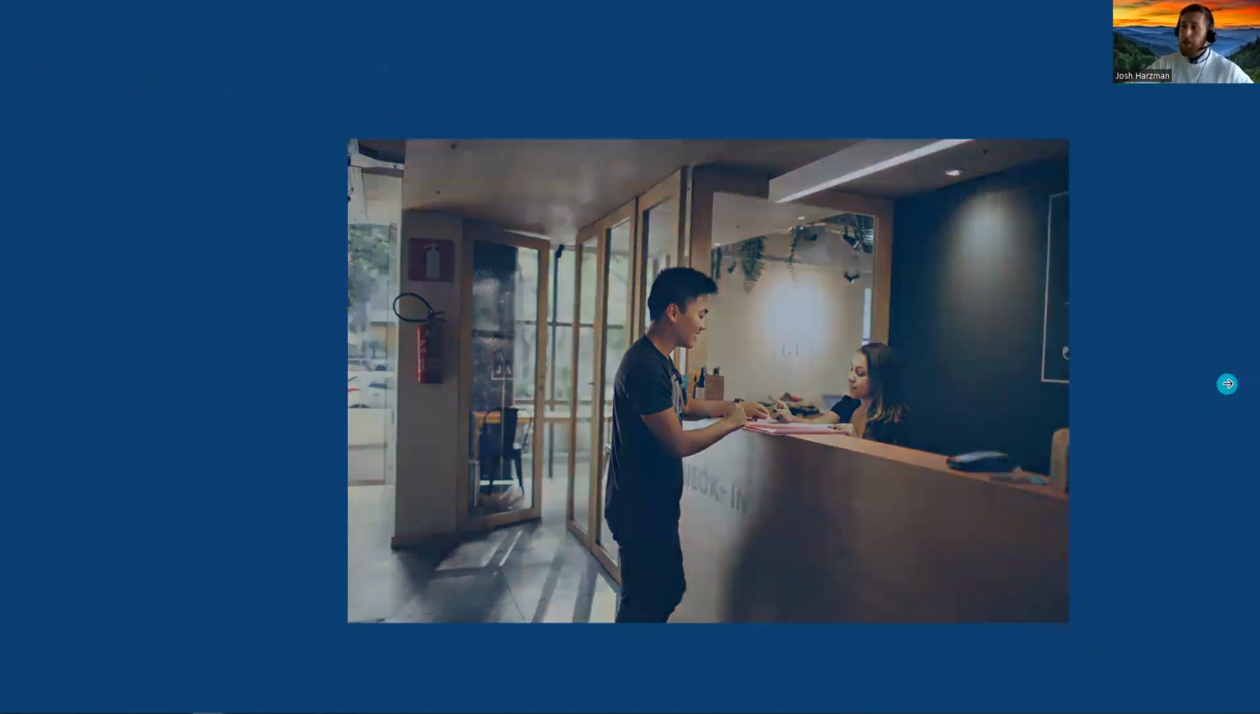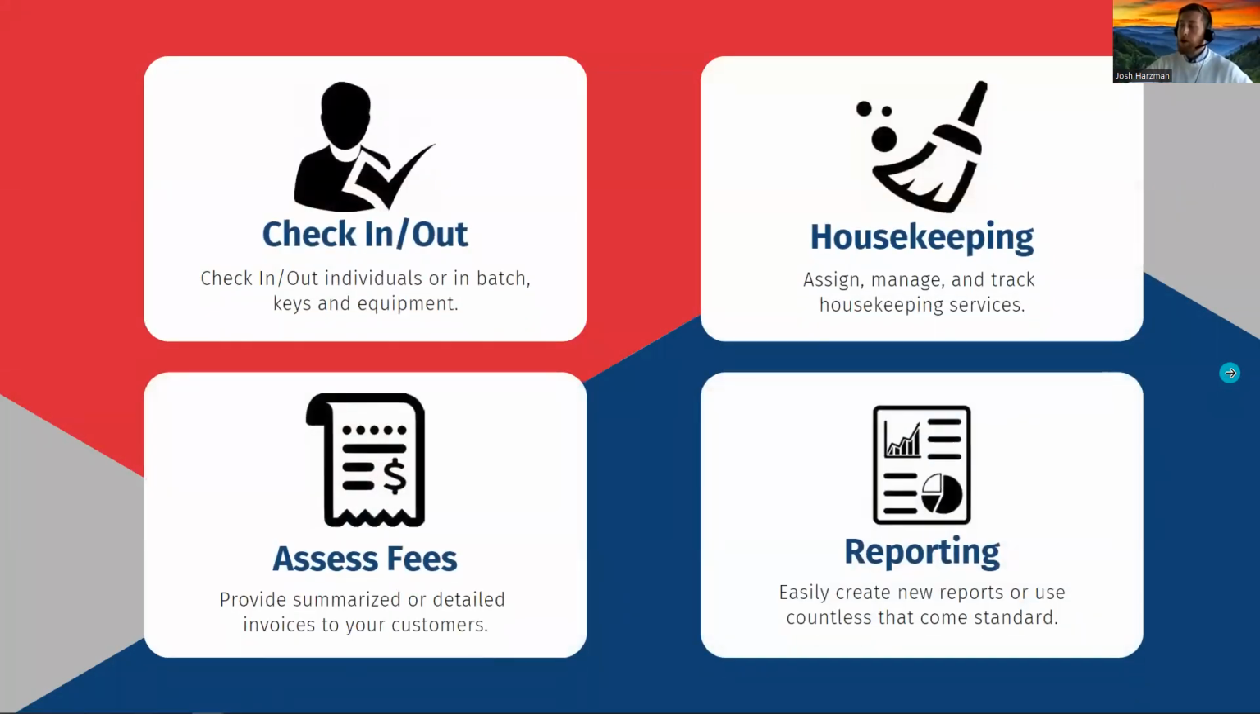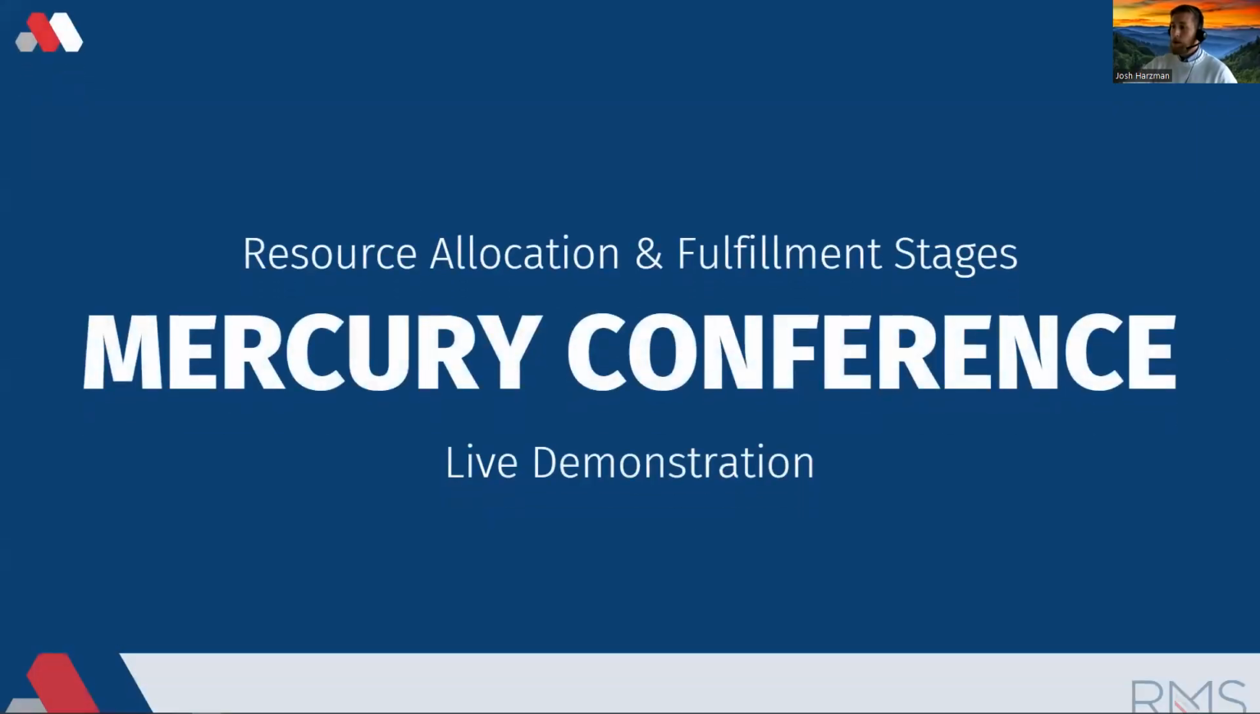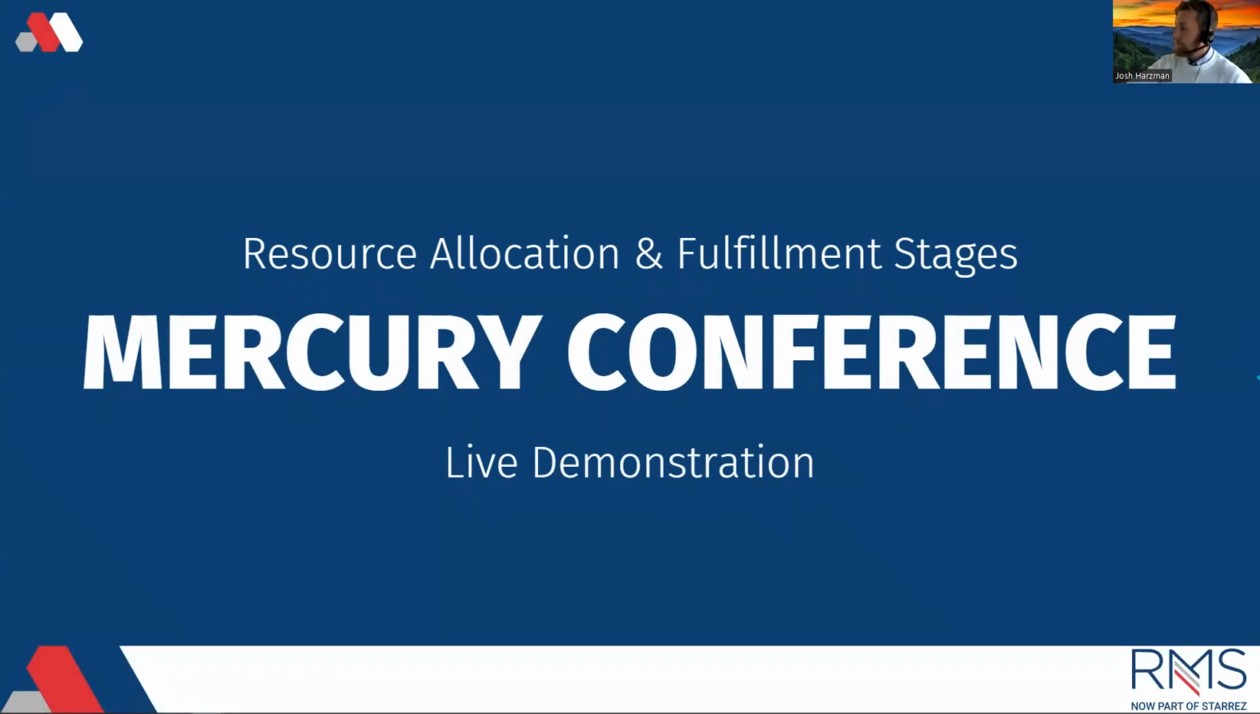But the last stage is fulfillment, in which your boots on the ground manage the check-in and check-out process of your attendees, as well as maybe keys or equipment distribution. You have housekeeping that's available inside our Mercury Conference solution. And then you can also assess fees, create invoices, as well as easily configure reports. So let's take a look at some of that process.